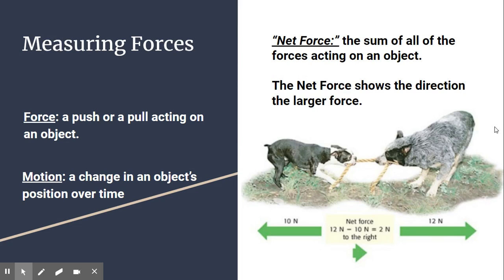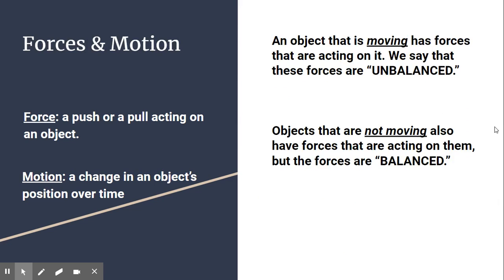Net forces explain the direction and motion that we see on an object with more than one force that's applied to it. The net force goes the direction of the larger force. Whenever we have an object that's moving, its forces are what we call unbalanced. One of those forces is stronger than all of the other ones, and it's moving in that direction.